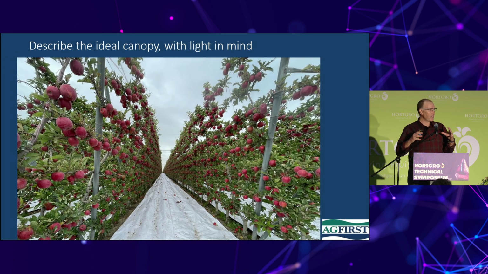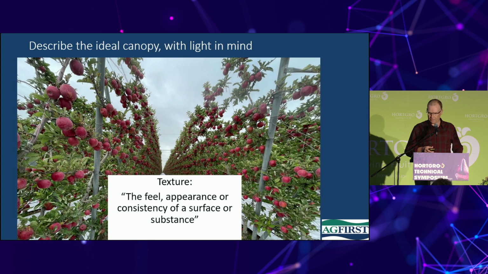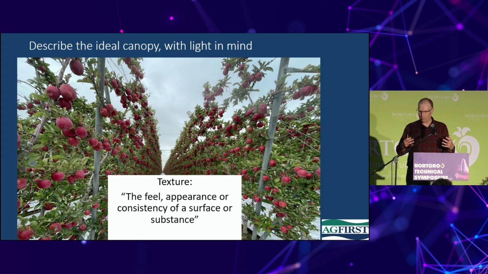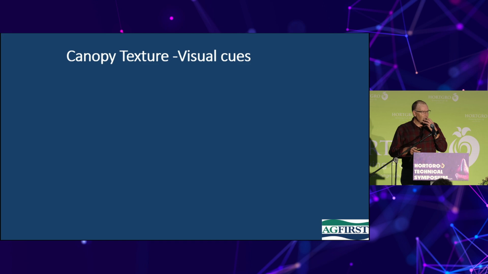And you look at, okay, if that's an ideal canopy, the fruit's all exposed, it's got great colour, what is it when I'm talking to people in the orchard about what I'm doing? And so my language now is talking about texture, the texture of the canopy, the feel, the appearance, the consistency of a surface or a substance. And it's a really weird word to start using in terms of horticulture and standing in an orchard. But as we go through it, you'll hopefully get a sense of what I'm talking about.